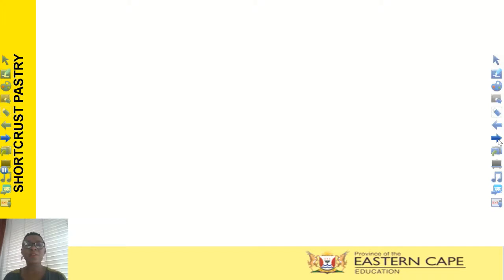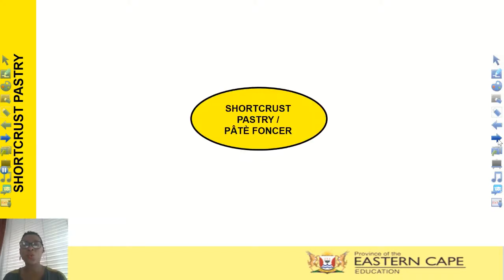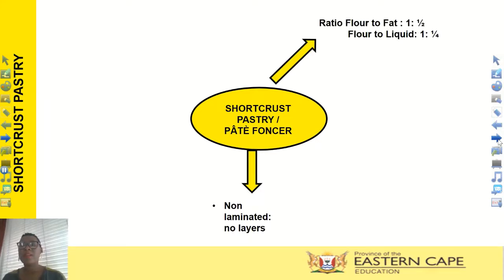Let us look at our first type of pastry. It is our short crust pastry. In French, they call it the pâté foncé. This is a non-laminated pastry, which means that it does not form any layers. The ratio of flour to fat is 1 to 1/2. So if you are using 200 grams of flour, you will use 100 grams of fat. The liquids are 1 to 1/4.